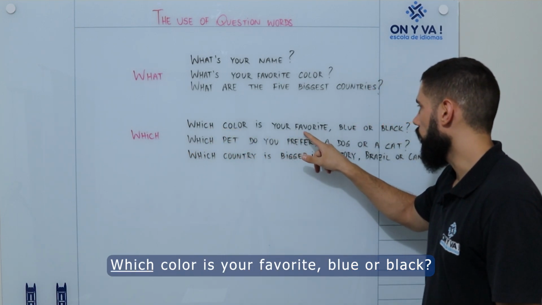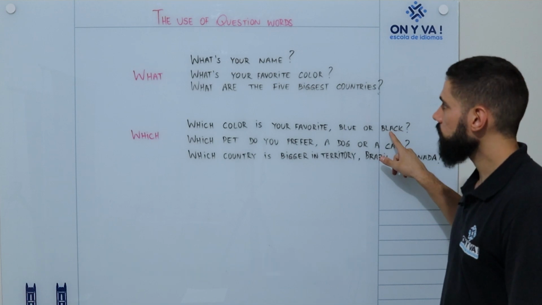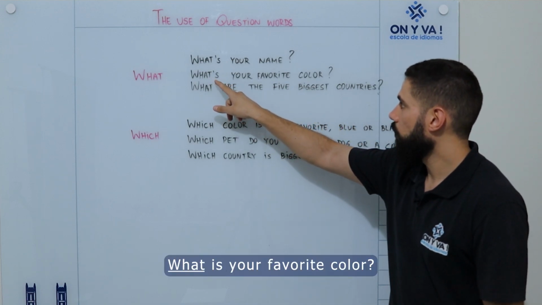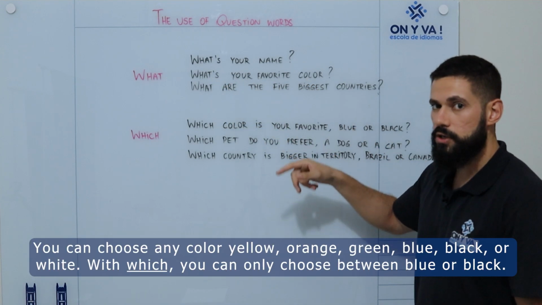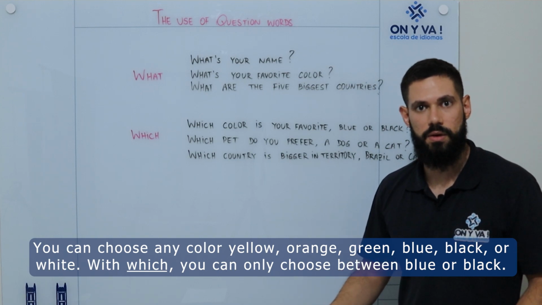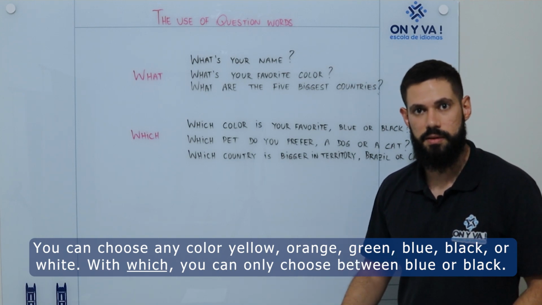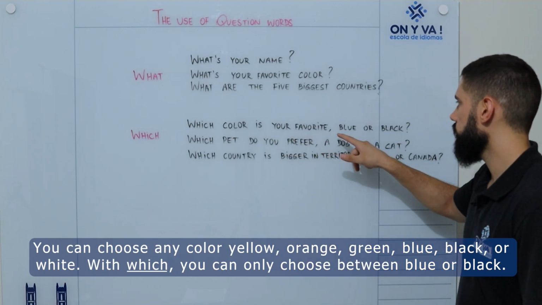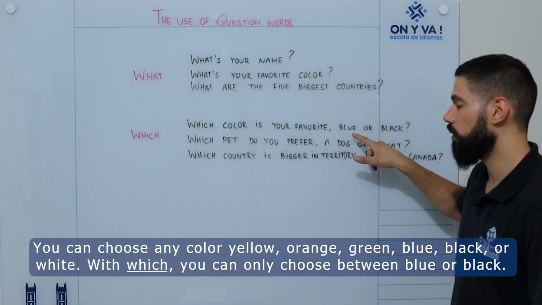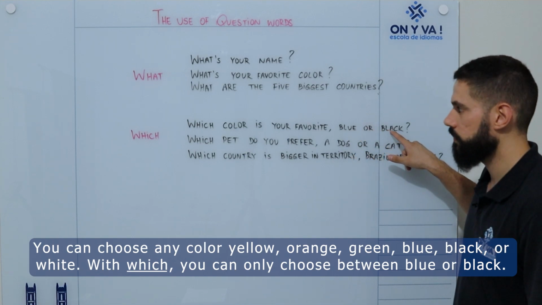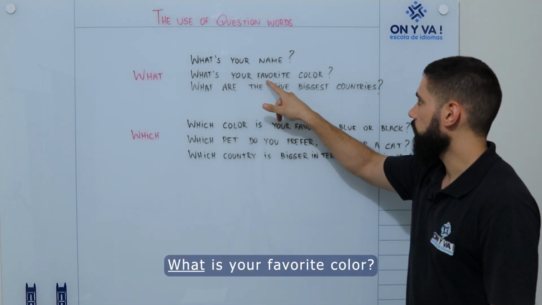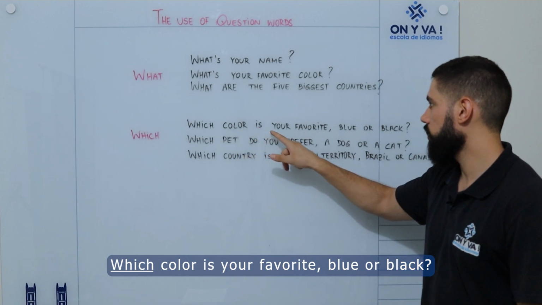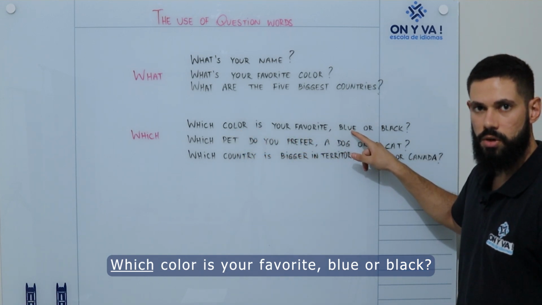Which is your favorite color, blue or black? While here, what is your favorite color? You can choose any color, yellow, orange, green, blue, black, white. Here, you can just choose between blue or black. What is your favorite color? Which color is your favorite, blue or black?